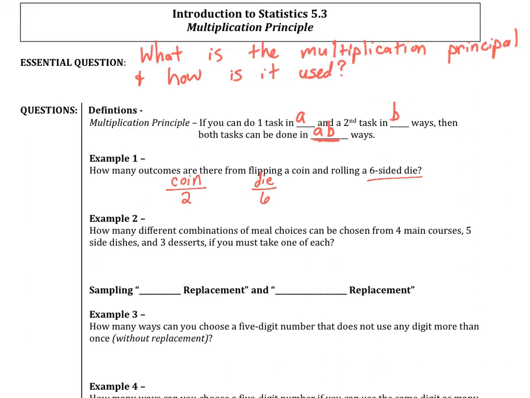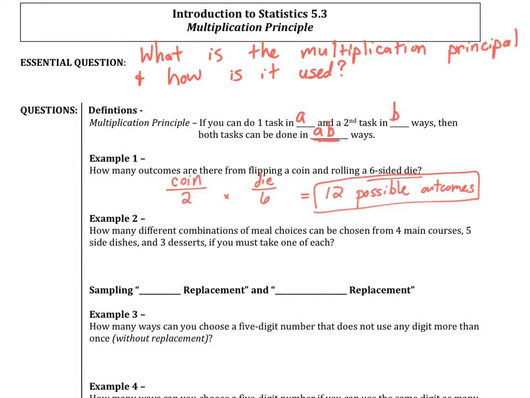So you're going to find out how many total possible ways or outcomes you could get when you do this. You do 2 times 6. 2 times 6 is 12. So there are 12 possible outcomes. And we actually did this earlier this chapter, when we listed heads and a 1, heads and a 2, heads and 3, heads and 4, heads and 5, heads and 6. And the same thing with tails. Tails and 1, tails and 2, and so on. So there's 12 possible outcomes.